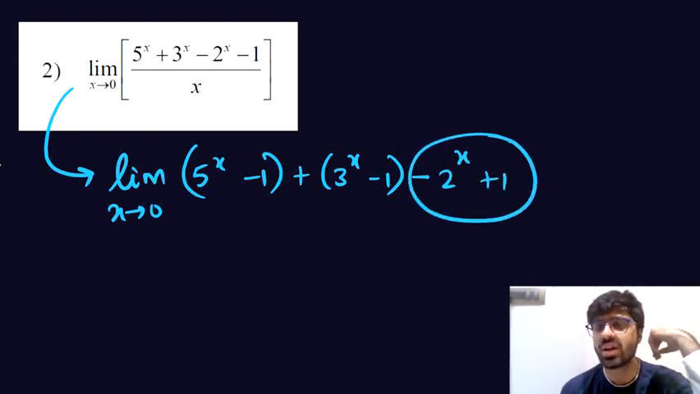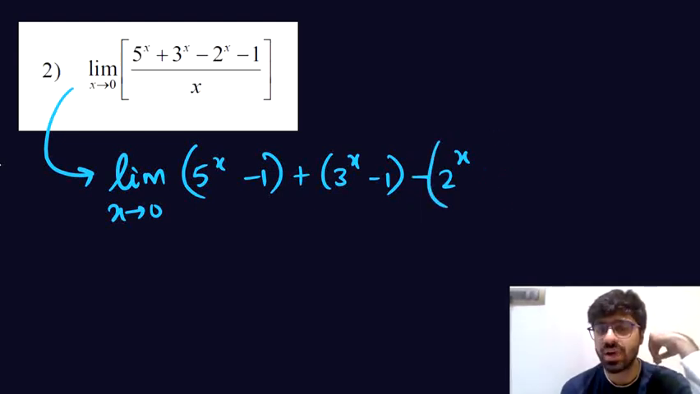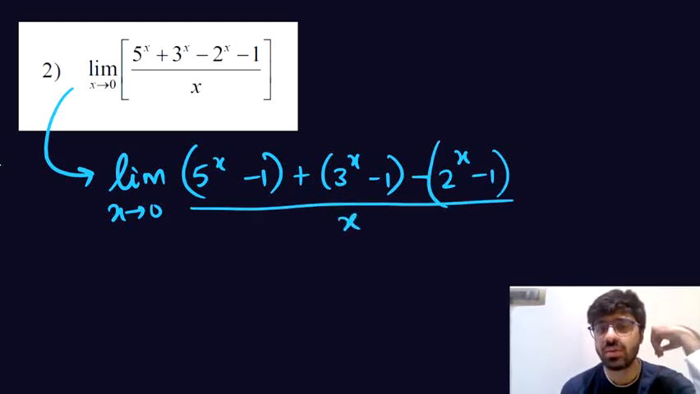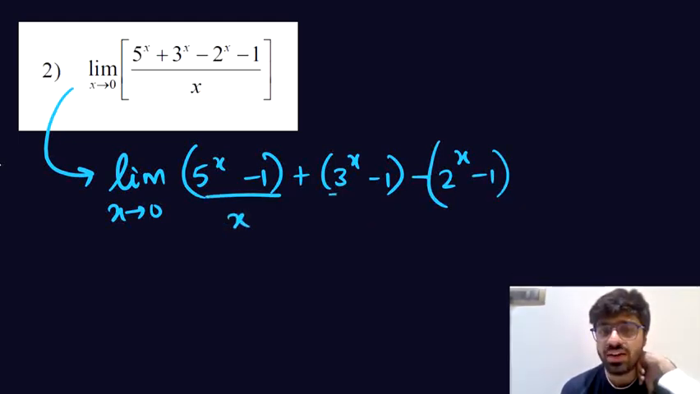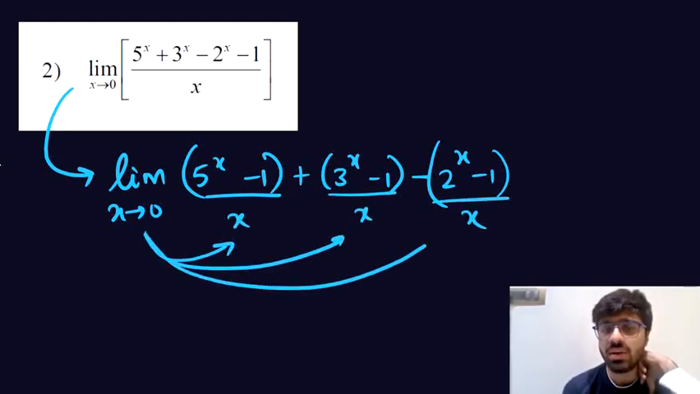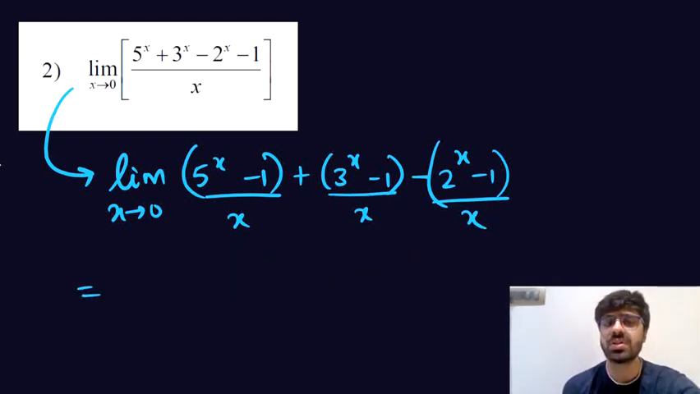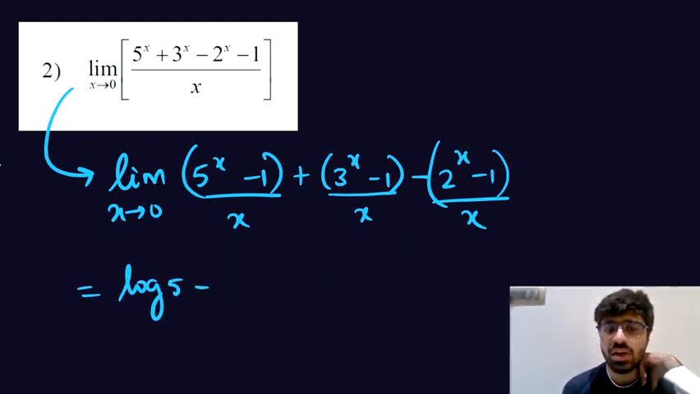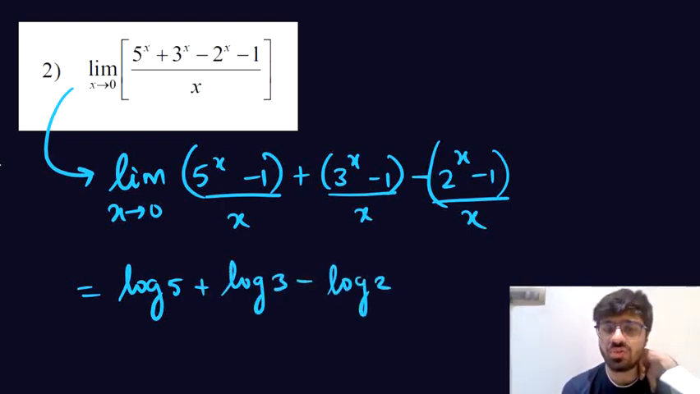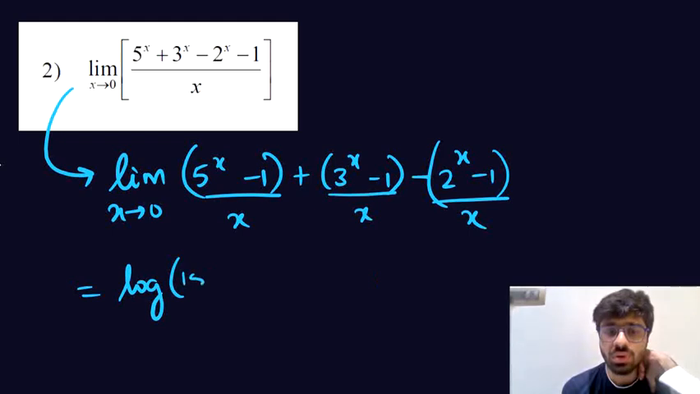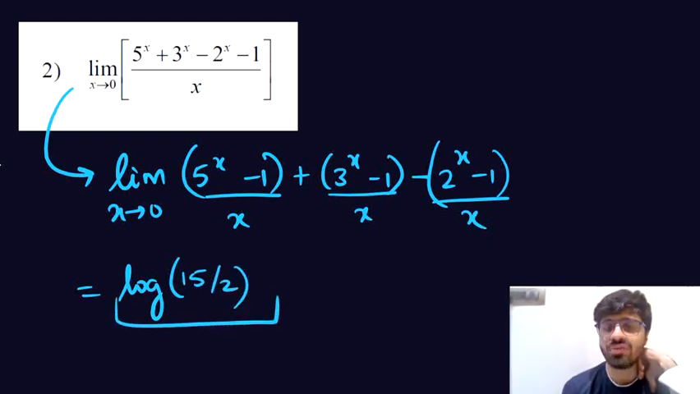You can pull out a minus sign common from the two terms here. And you can write it as minus 2 power x minus 1. The whole thing divided by x. Split that x and you have x, x and x in the denominator here. After you split the limit, one limit goes with each and every term. And the first term becomes log 5 as per our formula. Second term will be plus log 3. And the last term will be minus log 2. Log 5 plus log 3 is log of 5 into 3, which is equal to log 15. And log 15 minus log 2 will be log of 15 upon 2. Okay, so that's the value of your second question.